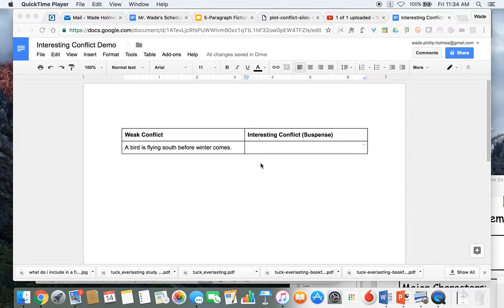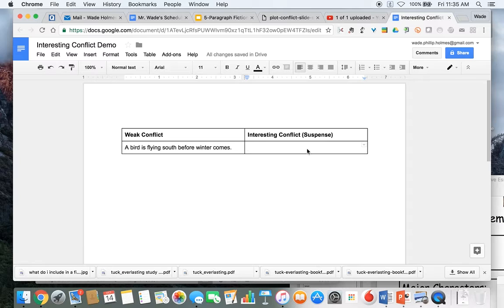So, when you're writing a narrative story, one of the most important pieces that you'll need to think about is how interesting your conflict is. Whenever you're trying to make a powerful plot in your story, a big piece is if you have a dramatic, interesting conflict. What I'm going to show you is how I can take an idea for a conflict that I have, but it's a little weak, and show you how I turn this into an interesting conflict.